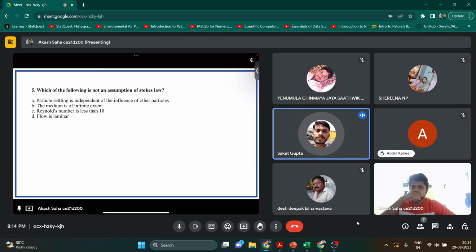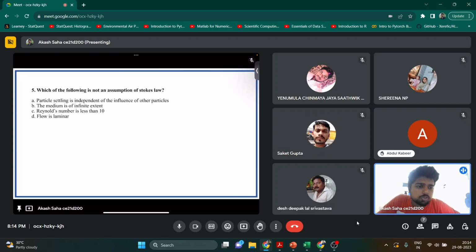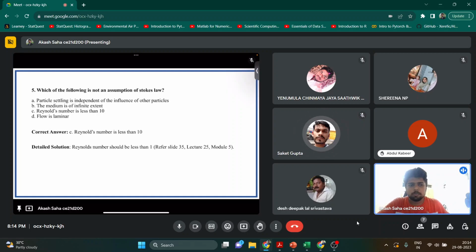Reynolds number is less than 10. What should be the Reynolds number in the case of Stokes law? What is the assumption? Less than 1. Okay, that is the correct answer. So Reynolds number should be less than 1.